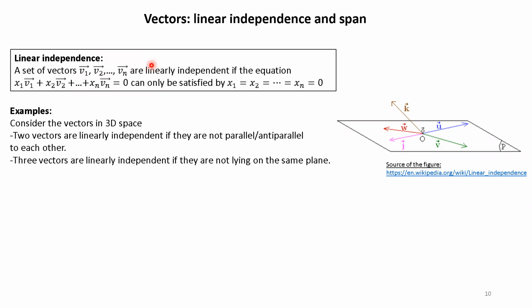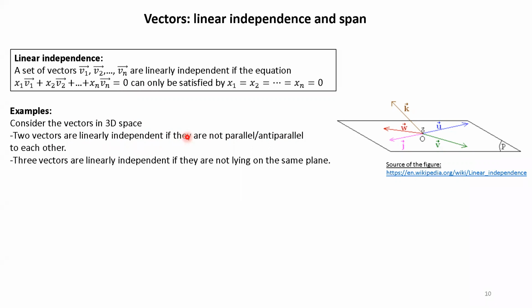So it's easy to think about the special cases, the two vectors and the three vectors. If I have two vectors in the XYZ three-dimensional space, they are linearly independent if they are not parallel or anti-parallel. Anti-parallel just means that the directions are exactly opposite. So that means if the two vectors are not lying on the same line, then the two vectors are known as linearly independent. This is something that I talked about multiple times already.